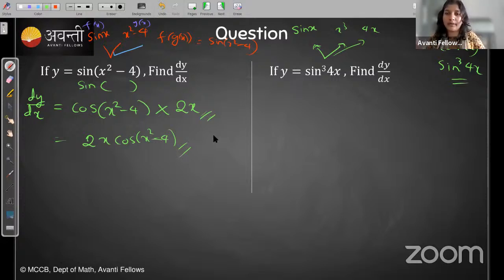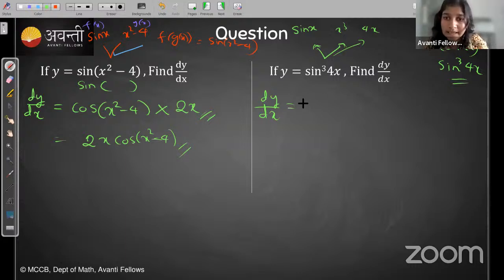Well, let's see how to do it. According to the chain rule, we have to differentiate until we get one standard function at the end. Correct? So let's start with this. dy by dx. Now, tell me what is the differentiation of x cube? Yes. Differentiation of x cube is what?